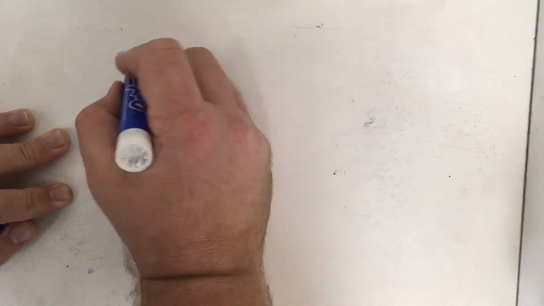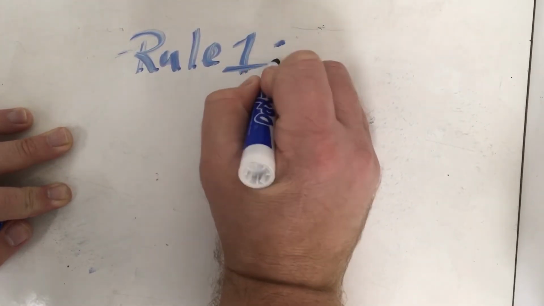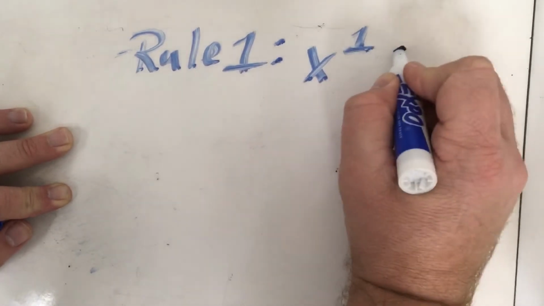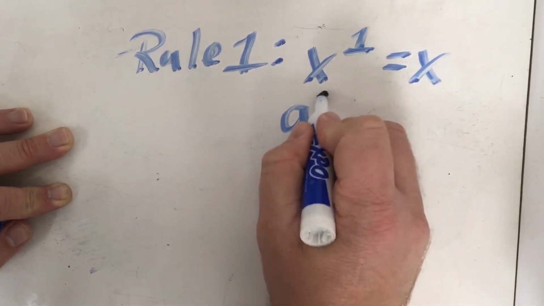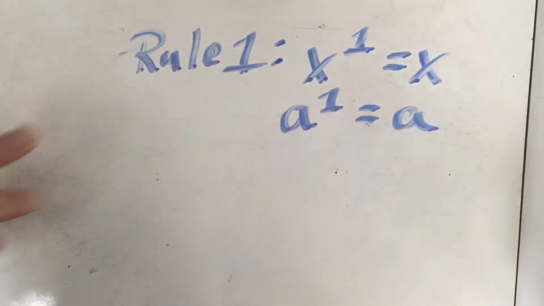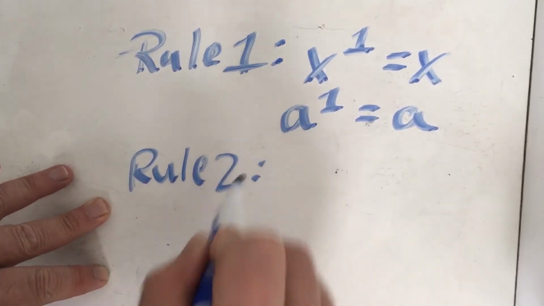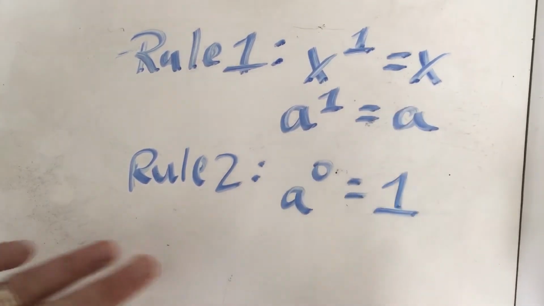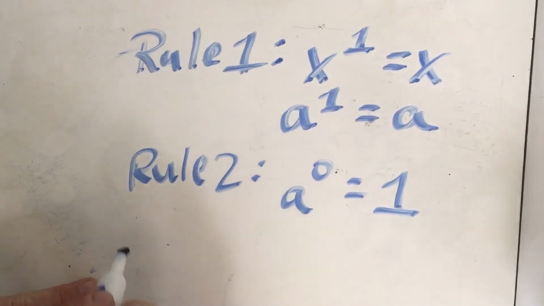So, what's rule 1? Rule 1 says anything to the first power is itself. So we used the generic letter A a minute ago. What's rule 2? Anything to the 0 power has to come out to be 1. And that's still a weird one, but we're going to see why later on.